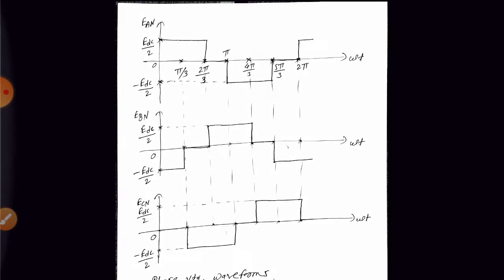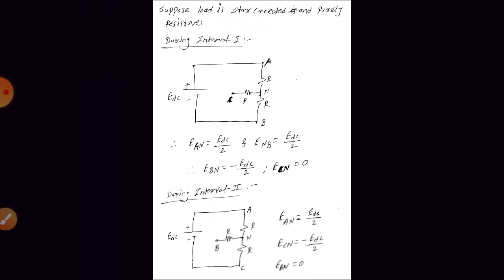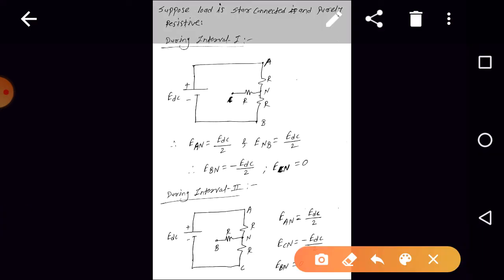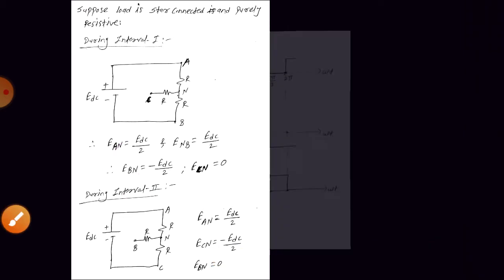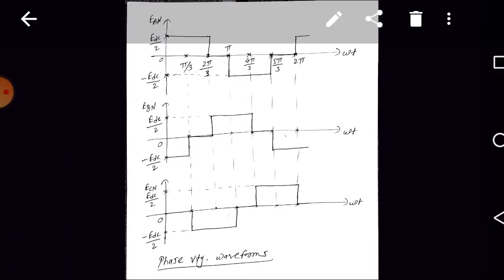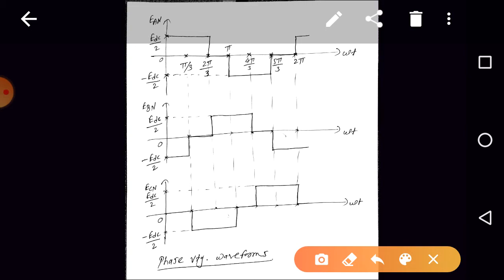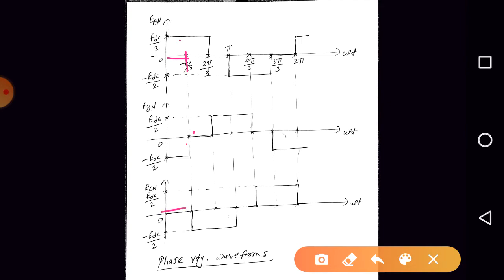If you check during the first interval, what is the EAN? EAN is EDC by 2, EBN is minus EDC by 2, ECN is 0, right? First interval means 0 to pi by 3.